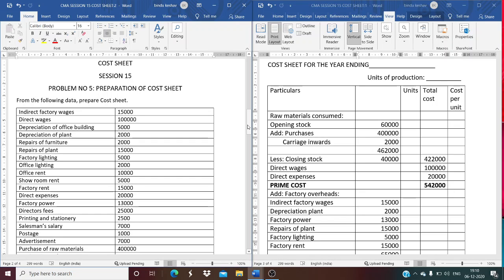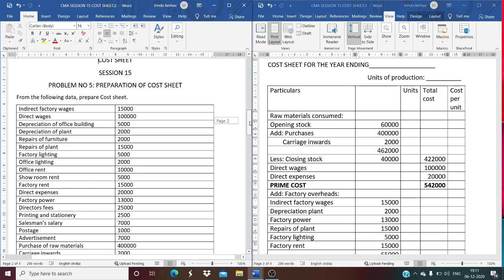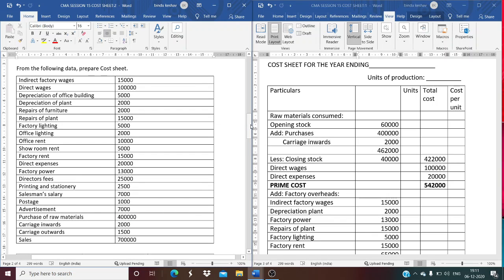This is about the preparation of cost sheet. From the following data, prepare cost sheet. We have information about indirect factory wages, direct wages, depreciation of office building, depreciation of plant, repairs of furniture, repairs of plant, factory lighting, office rent, showroom rent, factory rent, direct expenses, factory power, director's fees, printing and stationery, salesman salary, postage, advertisement, purchase of raw materials, carriage inwards, carriage outwards, sales.